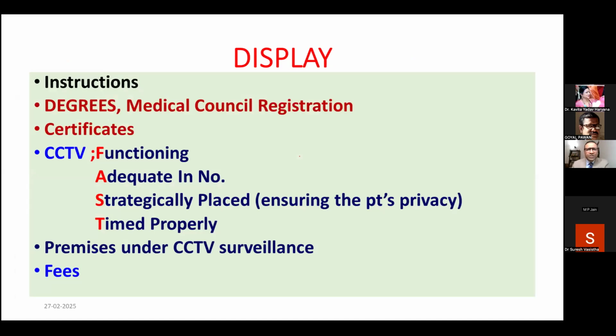So, in just a short overview of the display, your display board or the notice board should have proper instructions, degrees, medical council registration as per MCI norms, then display all your certificates. CCTVs, the mnemonic is FAST: they should be functioning, adequate in number, strategically placed, ensuring the patient's privacy, and timed properly. It should also declare that the premises are under CCTV surveillance, and you should also declare your fees or procedures.